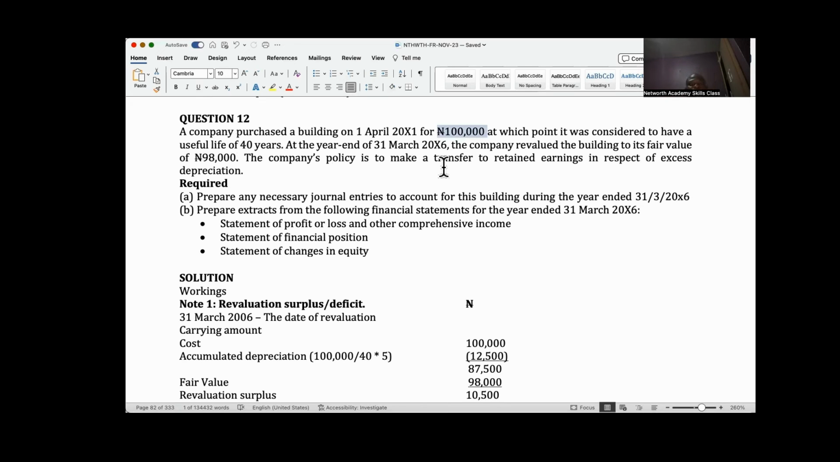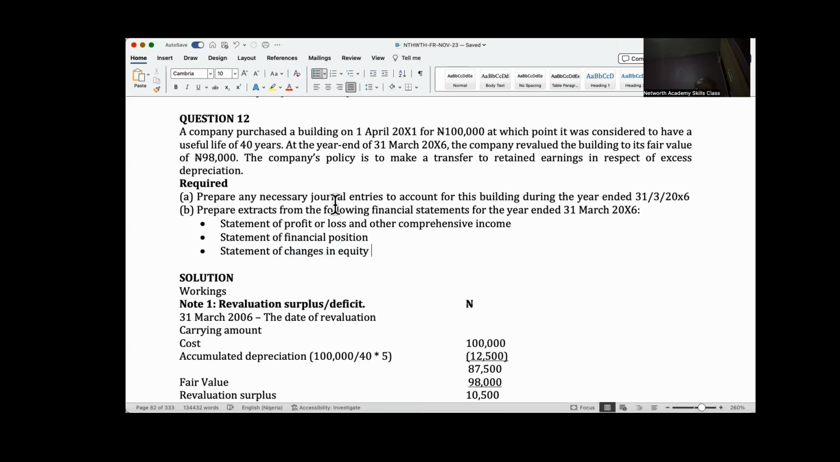We're now told that at the year end, 31st March 2006, the company revalued the building to its fair value of 98,000. And the company's policy is to make a transfer to retained earnings in respect of excess depreciation required. We are to pass any necessary journal entries to account for this building and prepare extracts from the following financial statements: statement of profit or loss, statement of financial position, and statement of changes in equity.